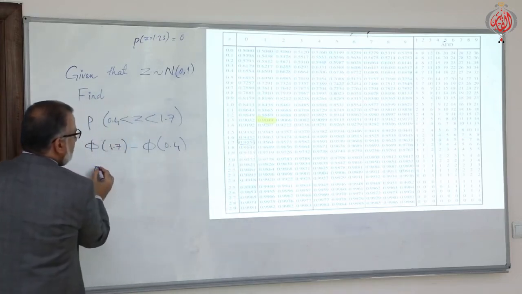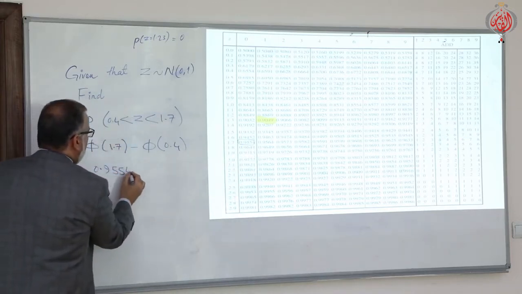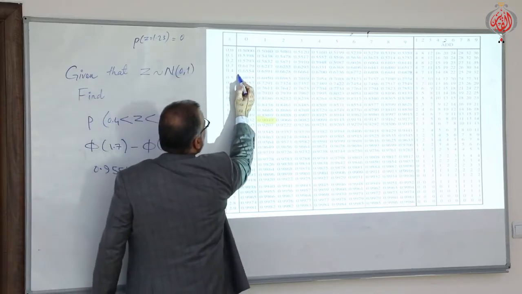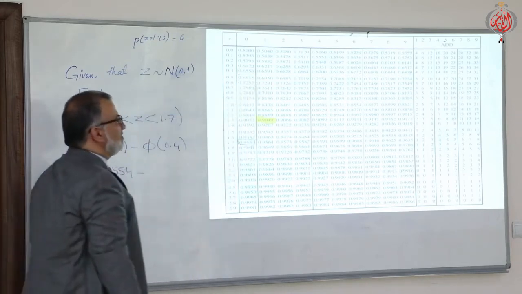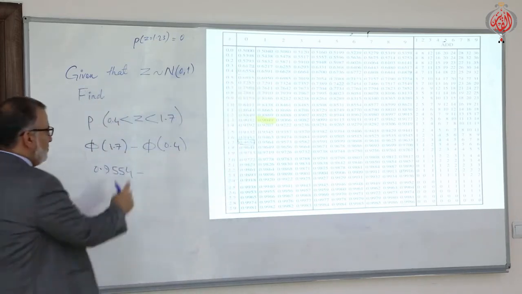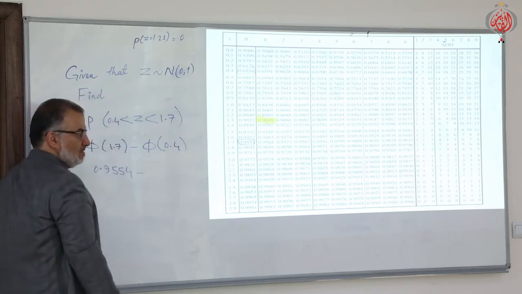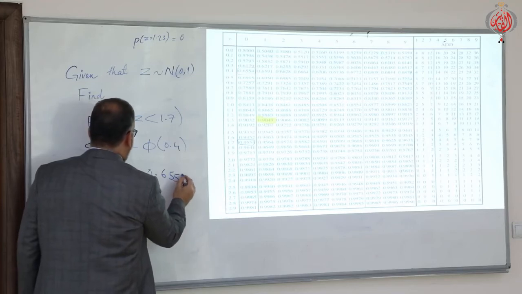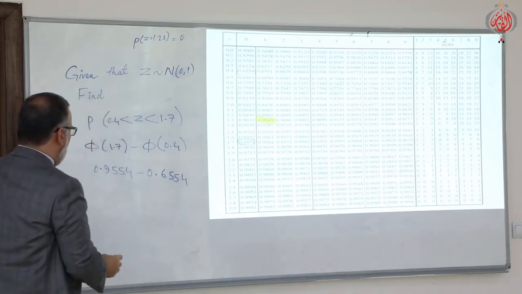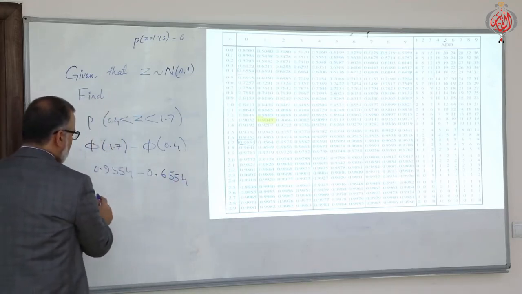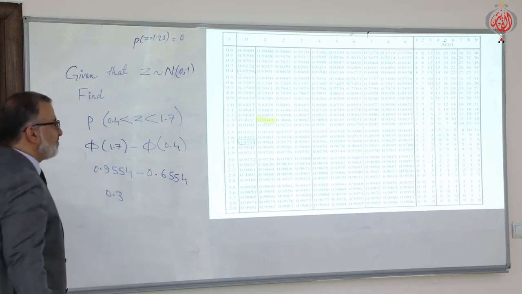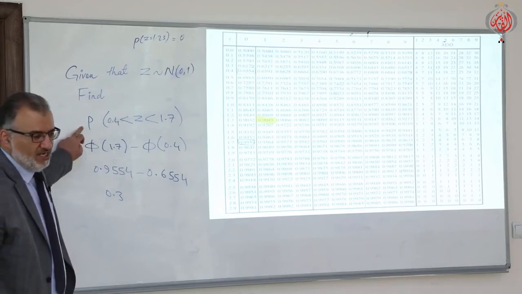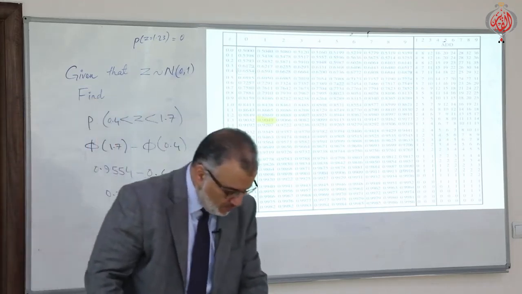So it is 0.9554 minus 0.4. This is 0.4, it means 0.40, so it is minus 0.6554. If you subtract, what will be the answer? It will be 0.3. So this is the answer of that question. Hopefully it's clear.